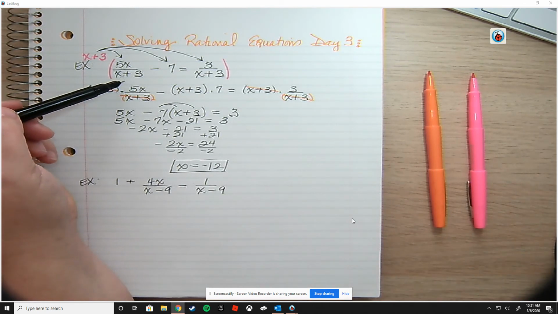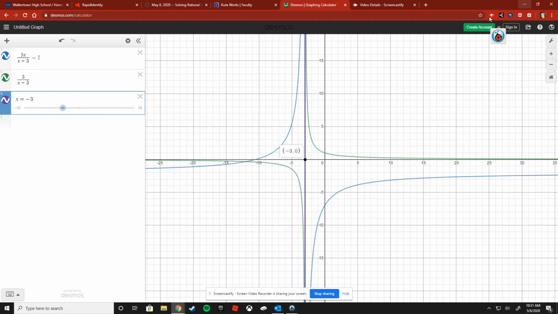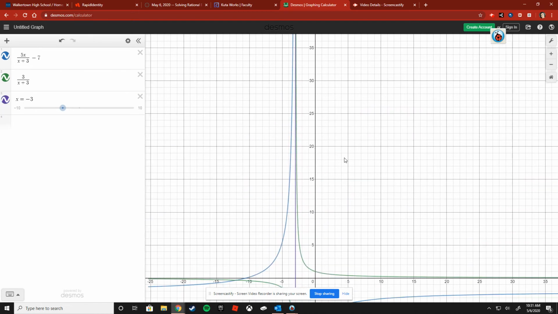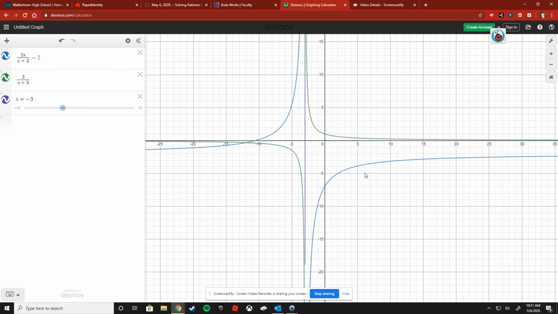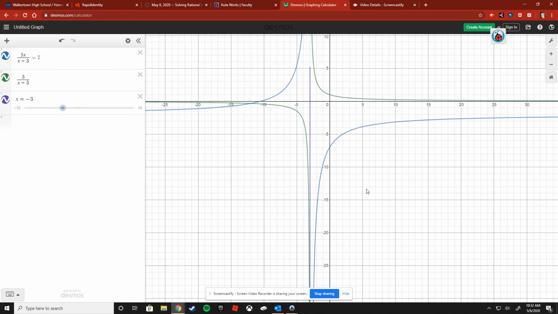I'm going to switch over here to Desmos because I want you to see why, specifically, x can and cannot be certain values. So if I switch my screen here, here's the equation we just solved. I put the left-hand side, 5x over x plus 3 minus 7, on the first row. Then I did 3 over x plus 3. And then I graphed x equals negative 3. The reason I did is because you can see all these graphs are approaching but not crossing the line x equals negative 3.